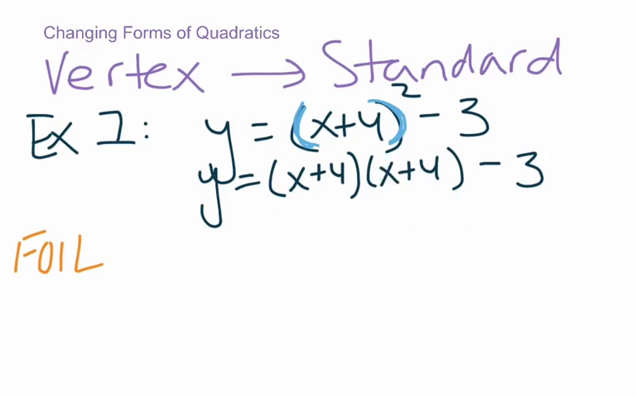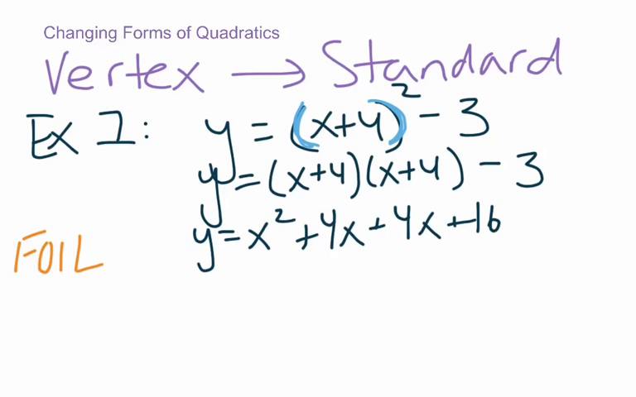So x times x is x squared. Now take the x and distribute it to the 4. So x times 4 is 4x. Now you've distributed the x. Now we're going to go ahead and distribute the 4. 4 times x is 4x. And 4 times 4 is 16. Bring down the minus 3.